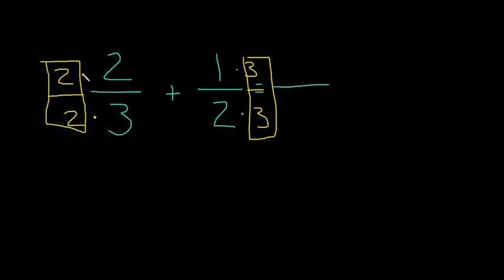So this 2 times 2 is 4. And this 2 times 3 is 6. Plus 1 times 3 is 3. 2 times 3 is 6.